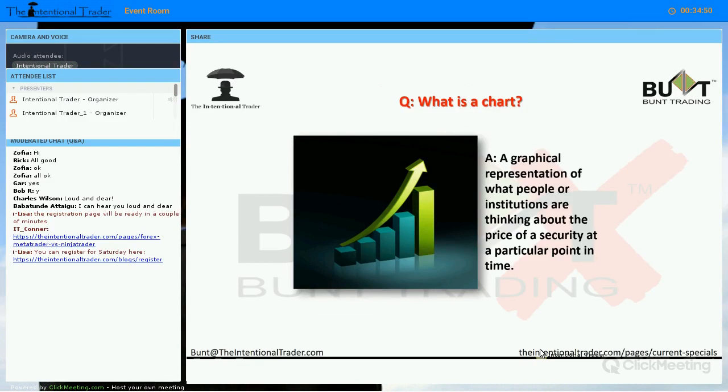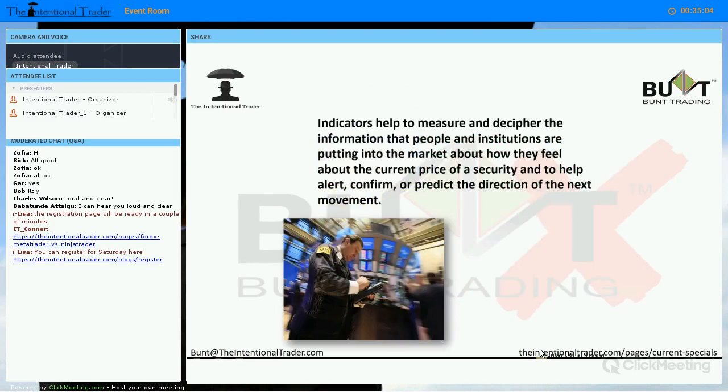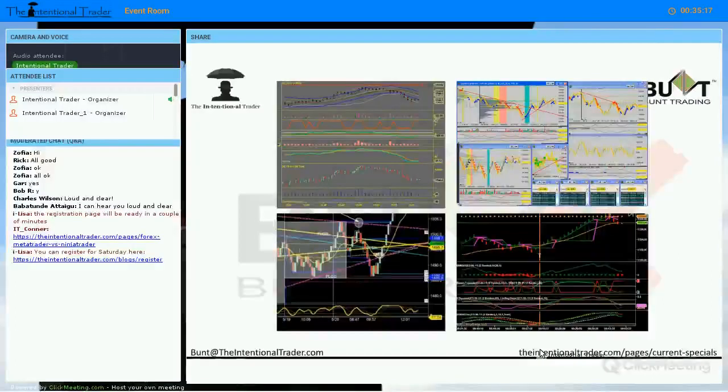So, what indicators should we use? How about the ones that take the least amount of effort to read and understand what that indicator is trying to tell us? So that's where we come up with our indicators. They don't do anything other than give you information from which to make decisions.